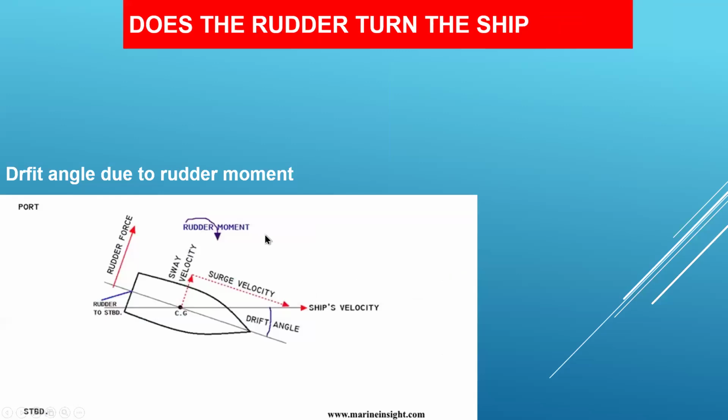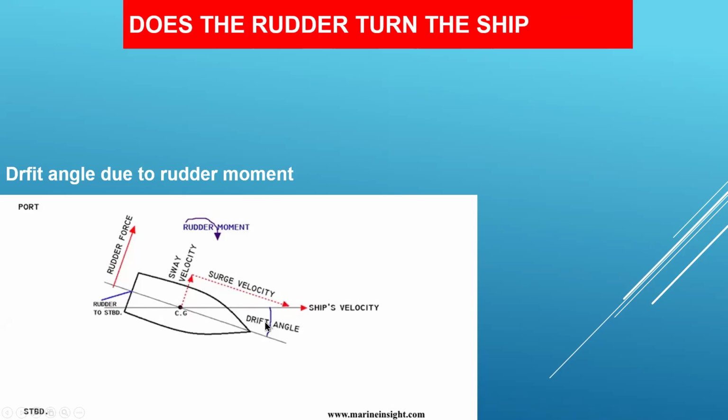So, the drift angle due to rudder moment. When the rudder moment acts about the ship's center of gravity, it slightly changes the ship's orientation by giving it a drift angle. This is the drift angle here. This is actually the ship's velocity, where the ship was originally on this course. And now if I put my rudder to the starboard side, I will create a drift angle here. This moment is not large enough to turn the ship to the required heading angle, but all a designer has to do is make sure that the rudder moment is enough to introduce a slight drift angle into the ship's movement, as represented here.